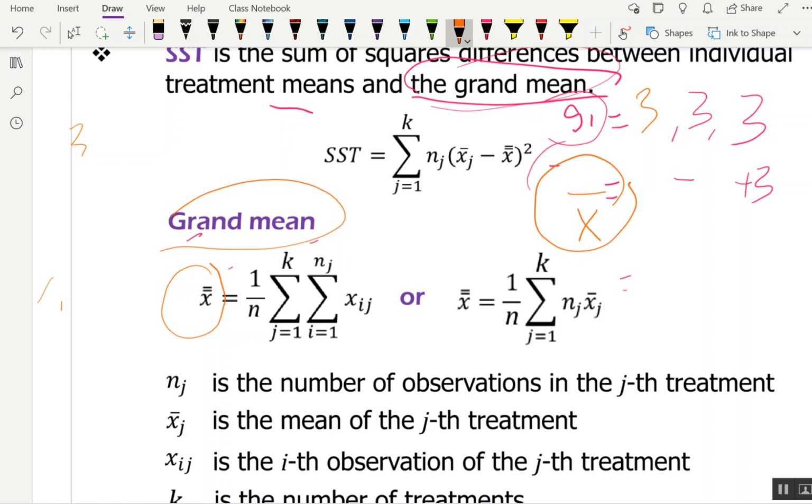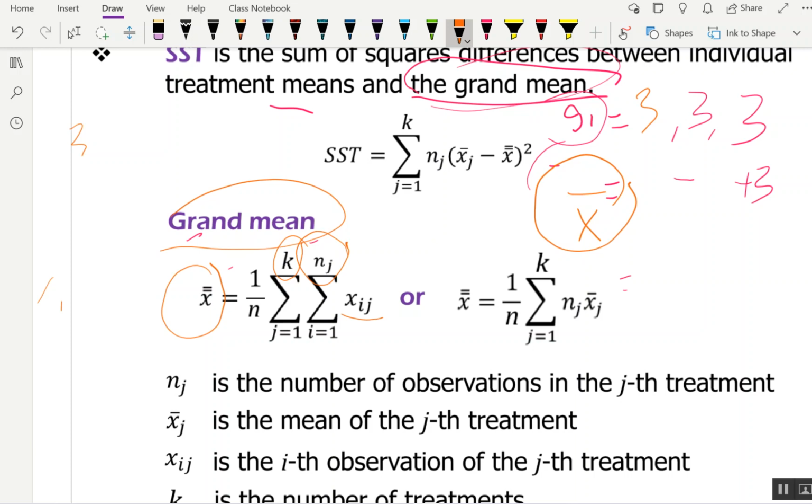So looking at the first formula, they take 1 divided by n, the total sample size, times the number of treatments. For example, you have 3 groups now, so up to 3, and this is the sample size for that particular group. Okay, and you take all the observations inside that particular group 1, and you add up until group 3.